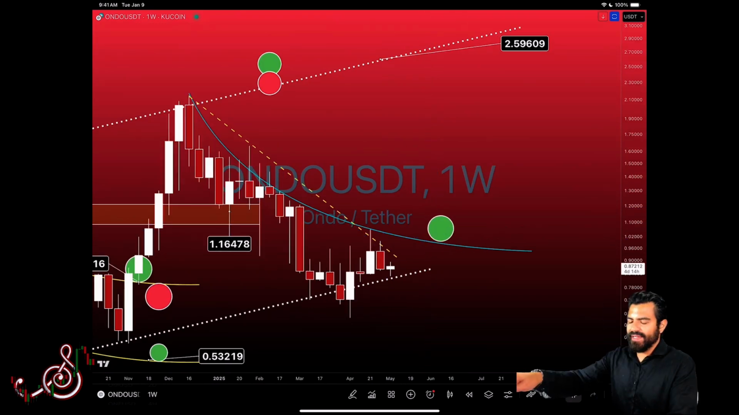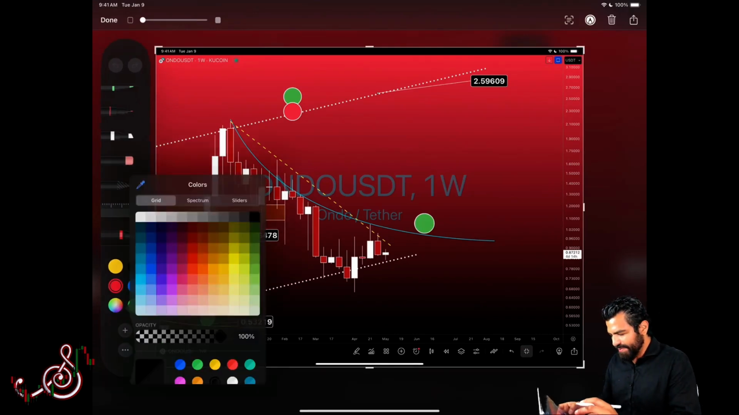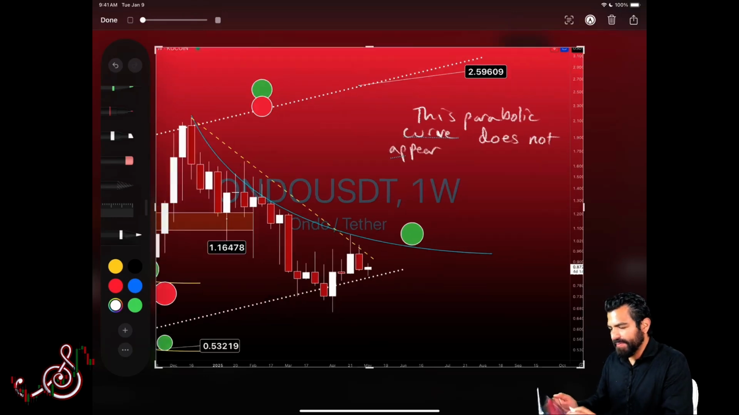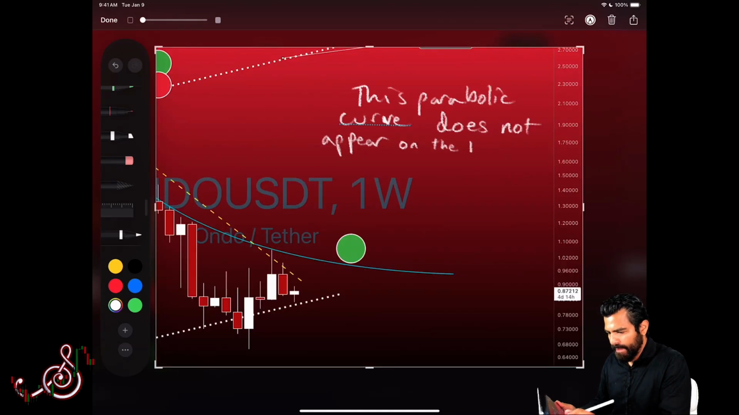This is strange because it shows up here, but it doesn't show up on the weekly. I'm just going to write that in my notes. This parabolic curve does not appear, is that how I spell appear, on the lower daily time frame.